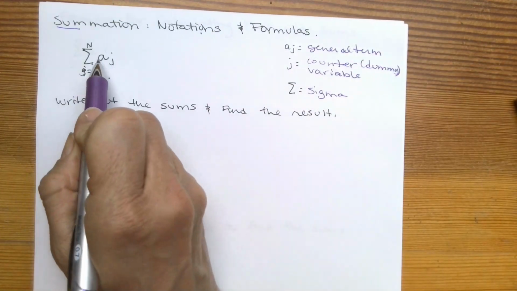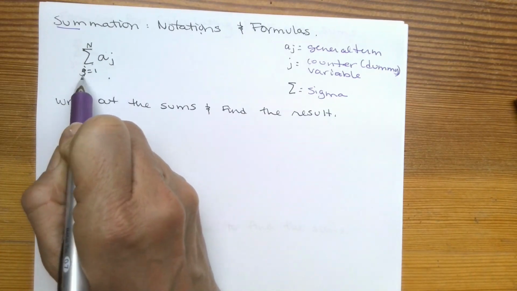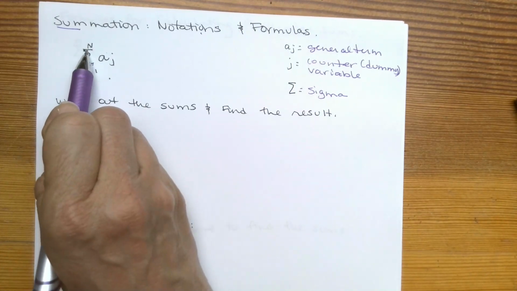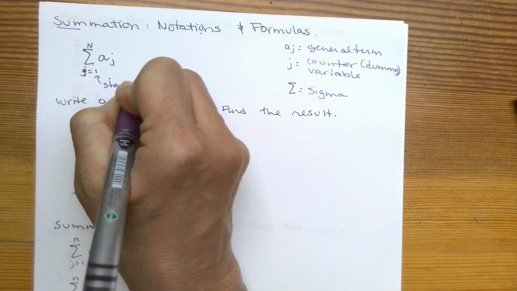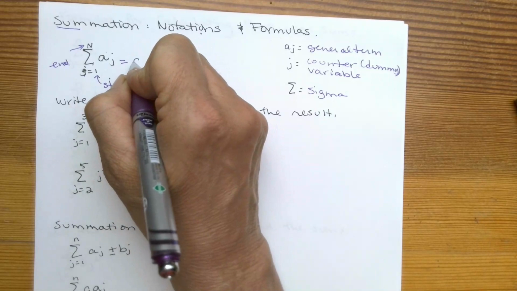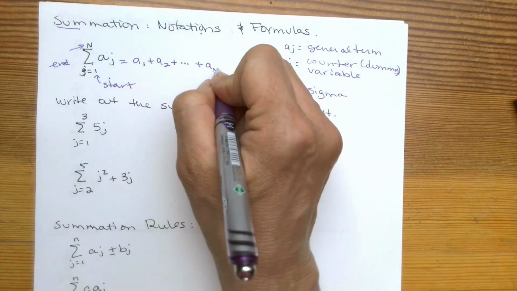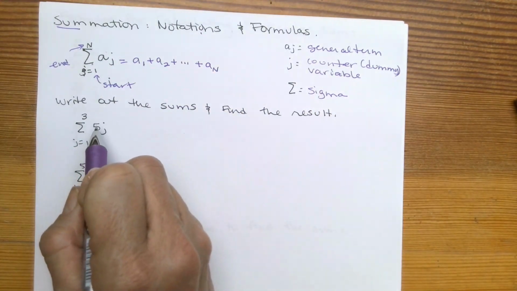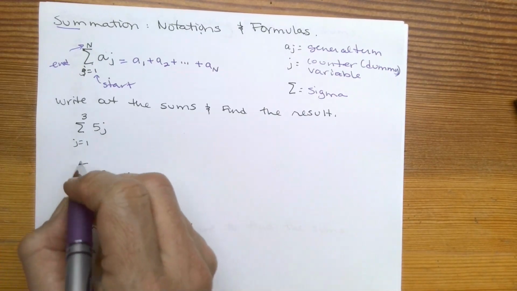So what this means is we are going to sum up all of the a sub j's as j goes from 1 to n. So here's where we start, and at the top is where we end. Start here, end here. So when we write that, we'd have a sub 1 plus a sub 2 plus, all the way to a sub n. Cool. So we'll just practice writing out the sums and then we'll find the result. I've got a calculator here because I'm not sure my arithmetic's going to be great.